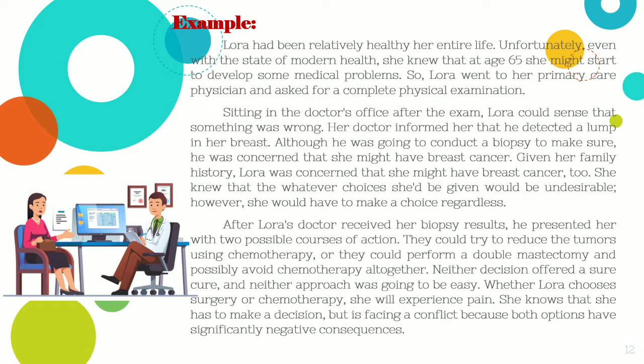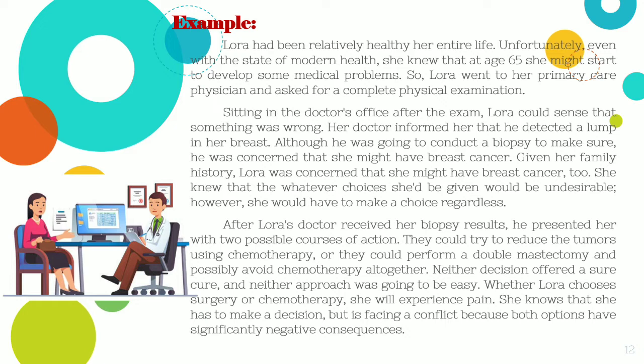So Laura was facing what is known as an avoidance-avoidance conflict, whereby an individual wants to avoid making a decision because the alternatives are objectionable. So after Laura's doctor received her biopsy results, he presented her with two possible courses of action. They could try to reduce the tumors using chemotherapy, or they could perform a double mastectomy and possibly avoid chemotherapy altogether. Neither decision offered a sure cure, and neither approach was going to be easy.